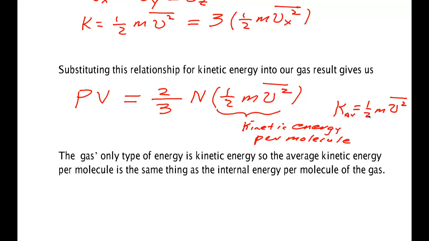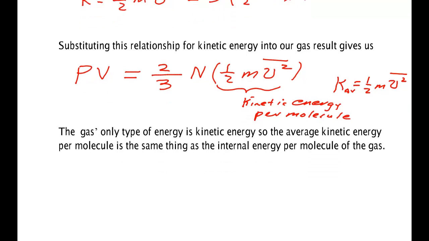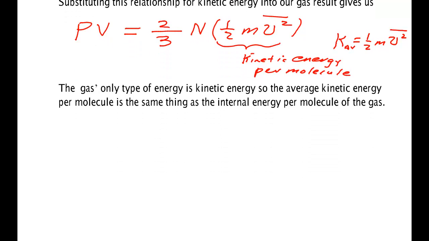Now, in our ideal gas case, the only type of energy that these molecules can have is kinetic. So what we've really got here is the internal energy. This quantity, 1/2 m times v squared bar, is the internal energy per molecule contained in the gas. And N times that is the total internal energy obtained by the gas. So we want to write that down.